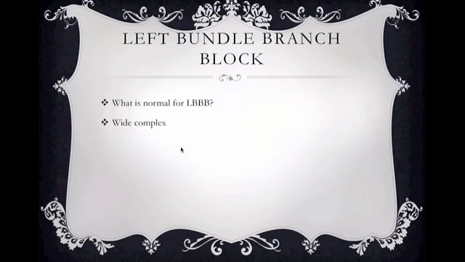All right. So what is normal for a left bundle branch block? Well, they're usually going to be wide. You're going to have some ST segment elevation. All right. But what we're looking for is what they call discordance. And more importantly than that, we're looking for appropriate discordance. So what does that mean?